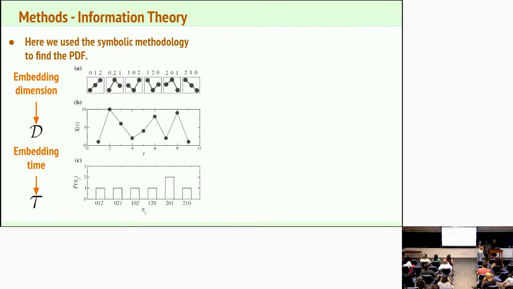To find the PDF, we use the symbolic methodology of Bandt and Pompe. Basically, we will have some symbols, and these symbols will be the states of the time series, and the PDF will be how these symbols appear in the time series. For that, we have 2 parameters. The first one is the embedding dimension, D, which is basically how many points we use to define the symbol. The other one is the embedding time, tau, which is basically which points we look at. For example, if tau is equal to 1, we analyze the neighboring points. But if tau is equal to 2, we analyze the points with a step of 1.